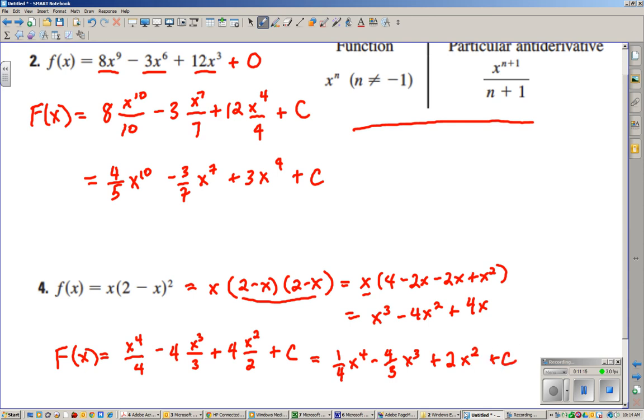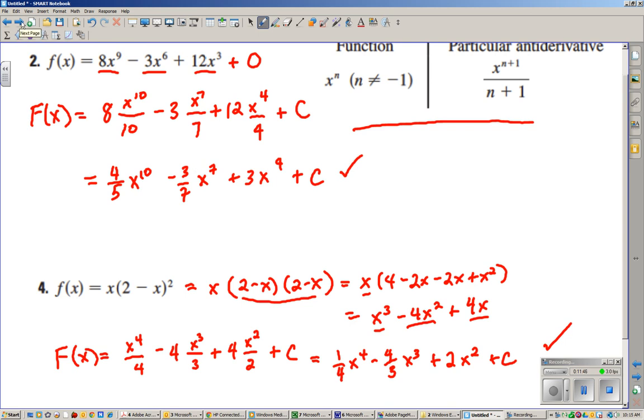And again, you can check it on the end. Take 4 times a quarter and you get 1x cubed. There it is. 3 times negative 4/3 would give us a negative 4x squared. 2 times 2 would give us 4x to the 1st. And the derivative of any c would be 0, right? So we've checked it, and we've checked it. We're sure of it.